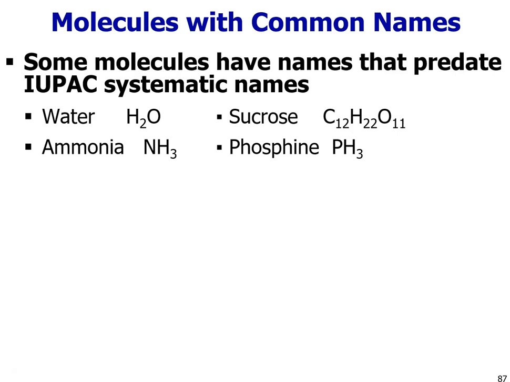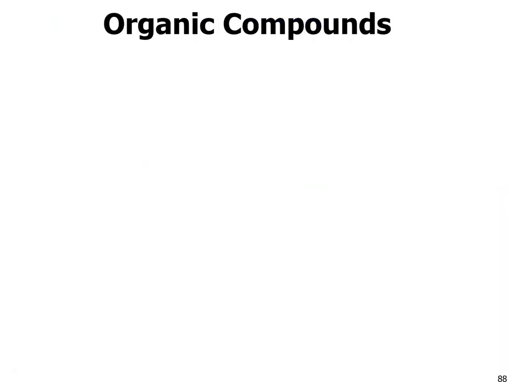Ammonia, phosphine, those are all things that we typically don't name systematically. We don't say nitrogen trihydride, for example, or phosphorus trihydride. We don't do that. They're called ammonia and phosphine because they existed already before this naming convention came out.